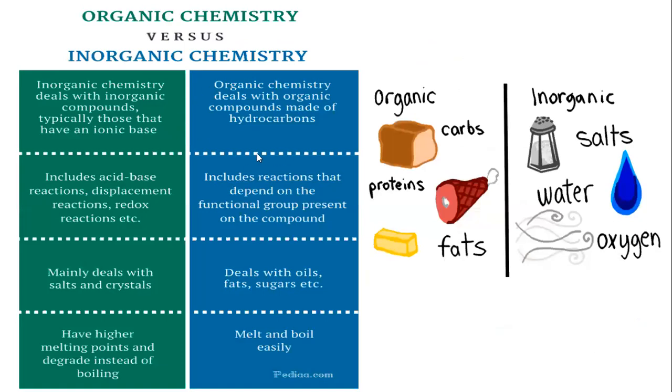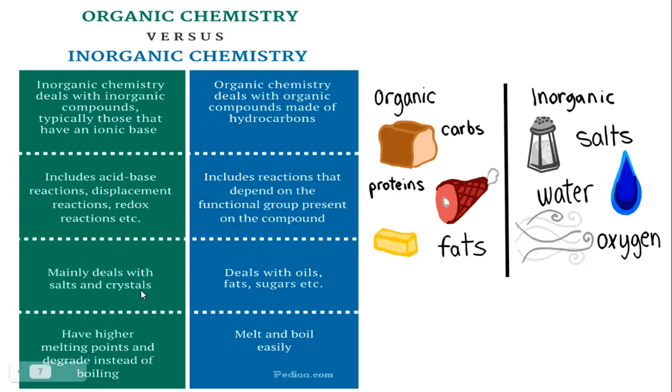Now, again, a few comparisons between inorganic and organic chemistry. Inorganic chemistry deals with inorganic compounds, typically those that have an ionic basis or ionic bond formation. However, in organic chemistry, the compounds deal with hydrocarbon compounds mostly. Inorganic includes acid-base reactions, displacement reactions, redox reactions, whereas in organic compounds these reactions depend on the functional group present on the compound.